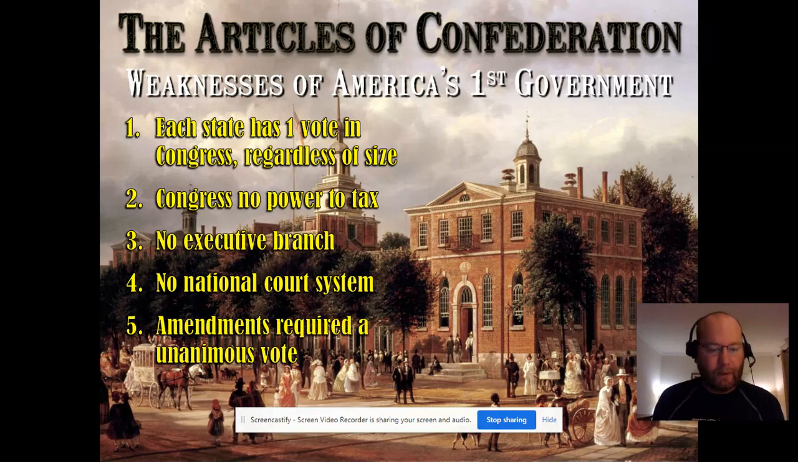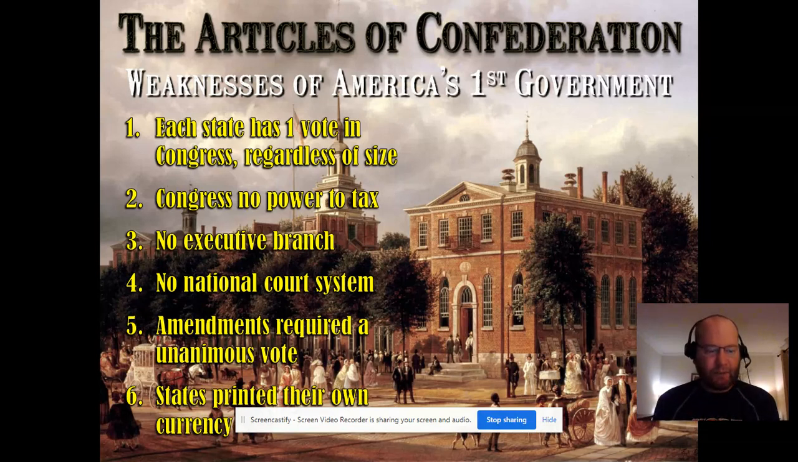Number five, amendments required a unanimous vote. Unanimous meaning that everybody had to vote for something to happen. So if we were going to change anything in the Articles of Confederation, every single state had to agree to it. At the time, there were 13 states, and to have that happen was virtually impossible. So there was never going to be a real chance for the Articles of Confederation to change much or to have amendments made to it.